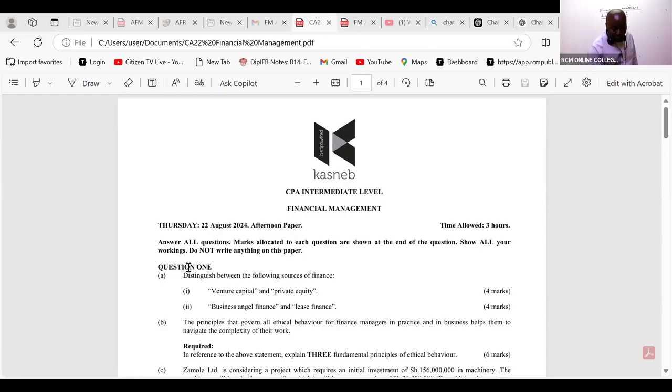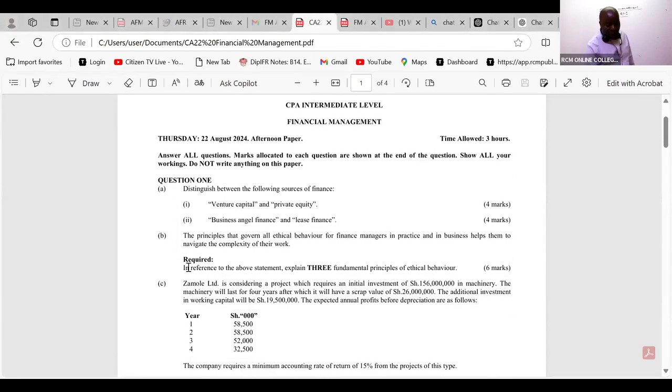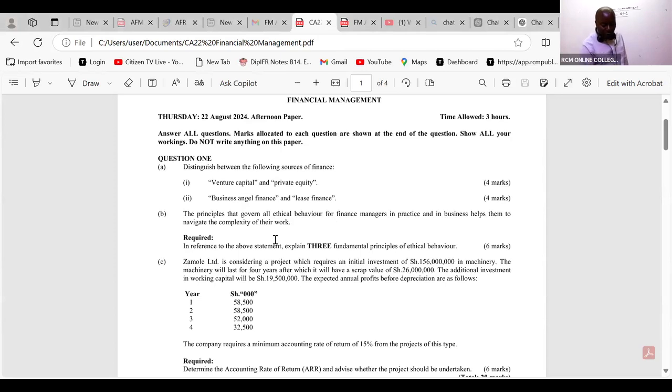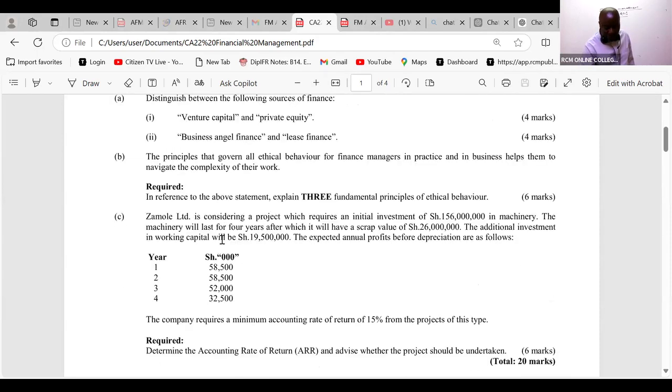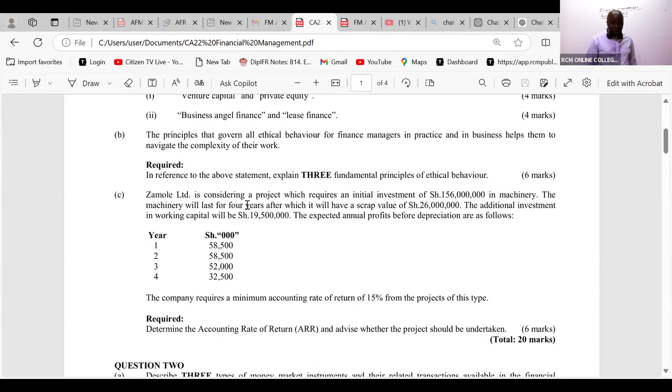So I'll come back to part A. But first of all, allow us to look at part C, question 1, the computational part, and then we go back to parts A and B. Ladies and gentlemen, in part C, they are telling us that Zamole Limited is considering a project which requires an initial investment of shillings 156 million in machinery. So the initial investment is 156 million that we have to put in machinery.